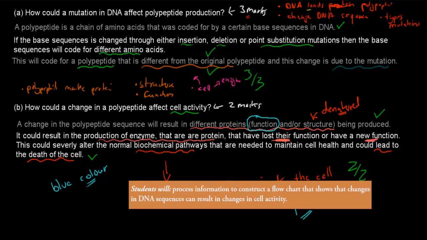And where does the question come from? It comes from this here: students will process information to construct a flowchart that shows the changes in DNA sequence can result in changes to selectivity. So from DNA to change in selectivity. Here they broke that into 2 parts. First they said, how could change in DNA lead to a change in polypeptide production? And then from polypeptide production to a change in selectivity. So it's basically this dot point, just broken down into 2 bits.